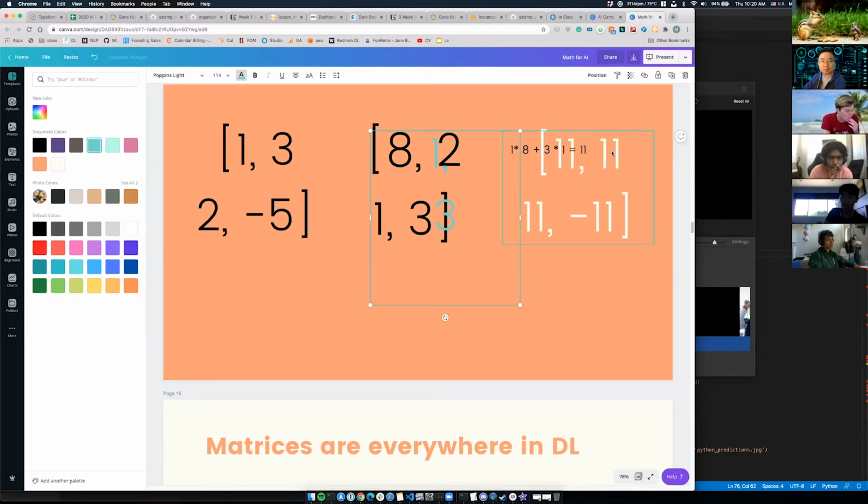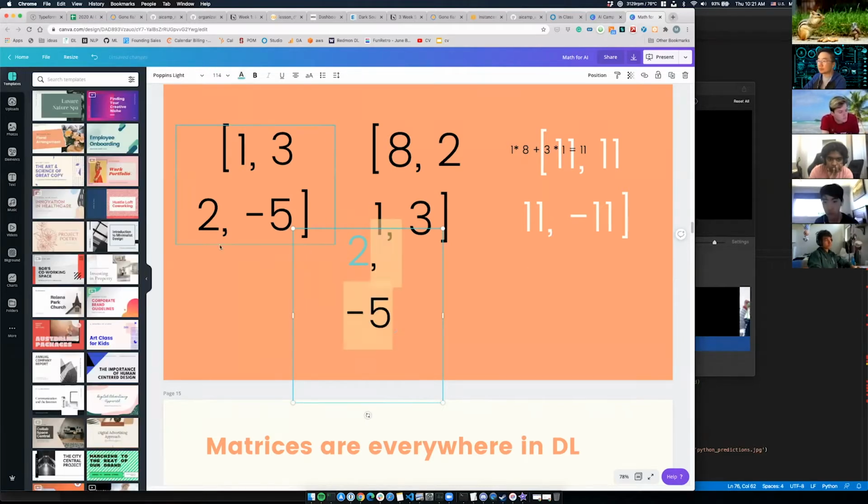See that? And then you can have, of course, 2 and minus 5, right? So that's the second row. Second row, we rotate it. You go to the first one, right?